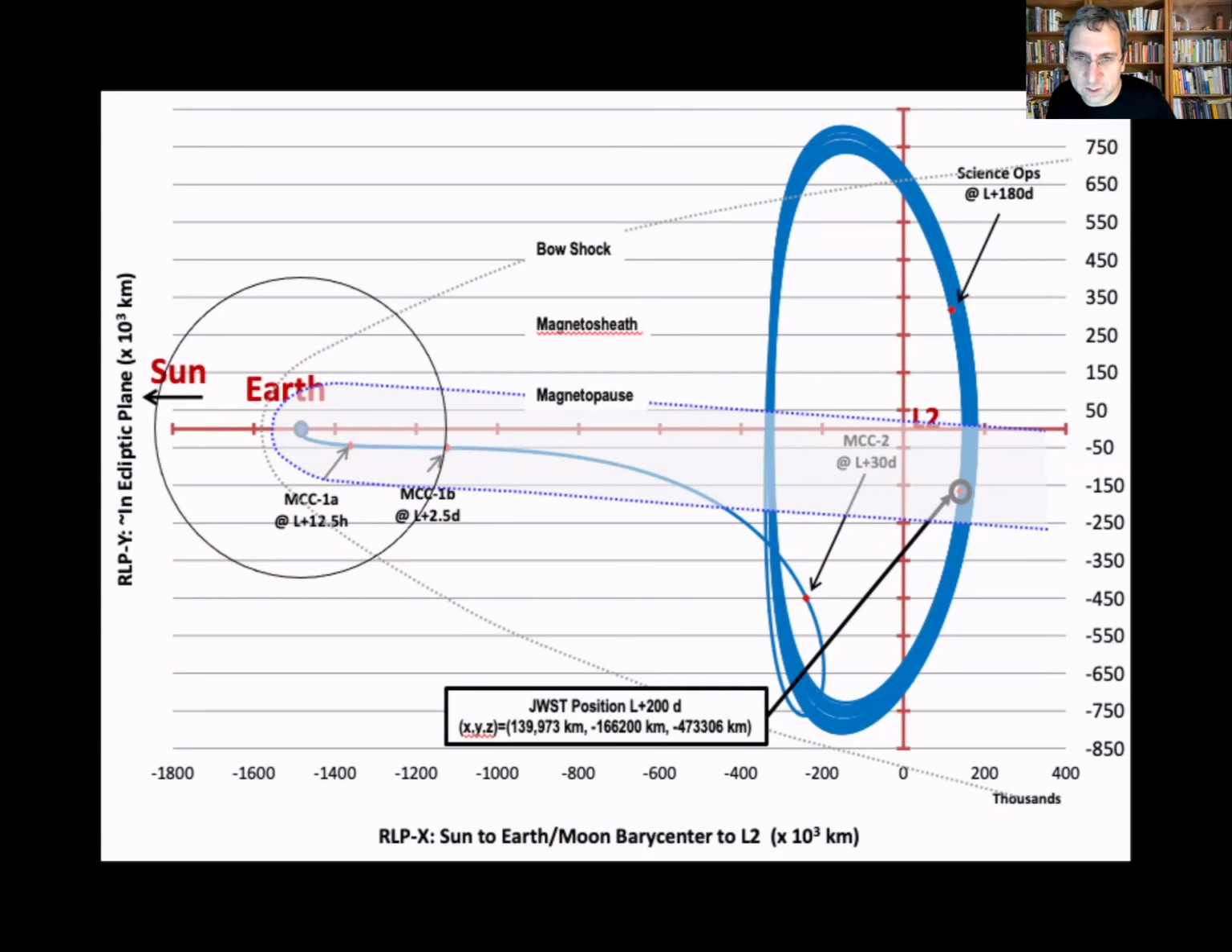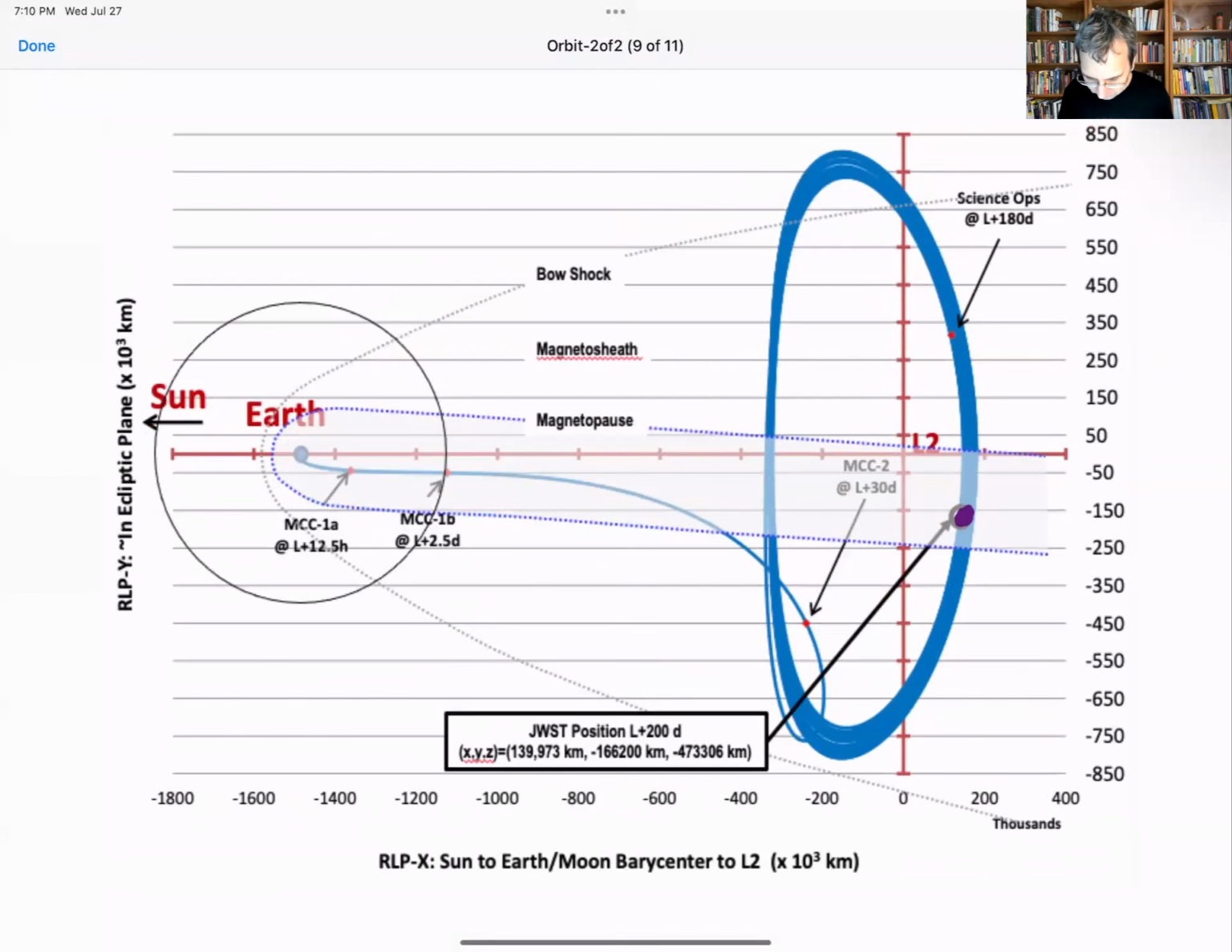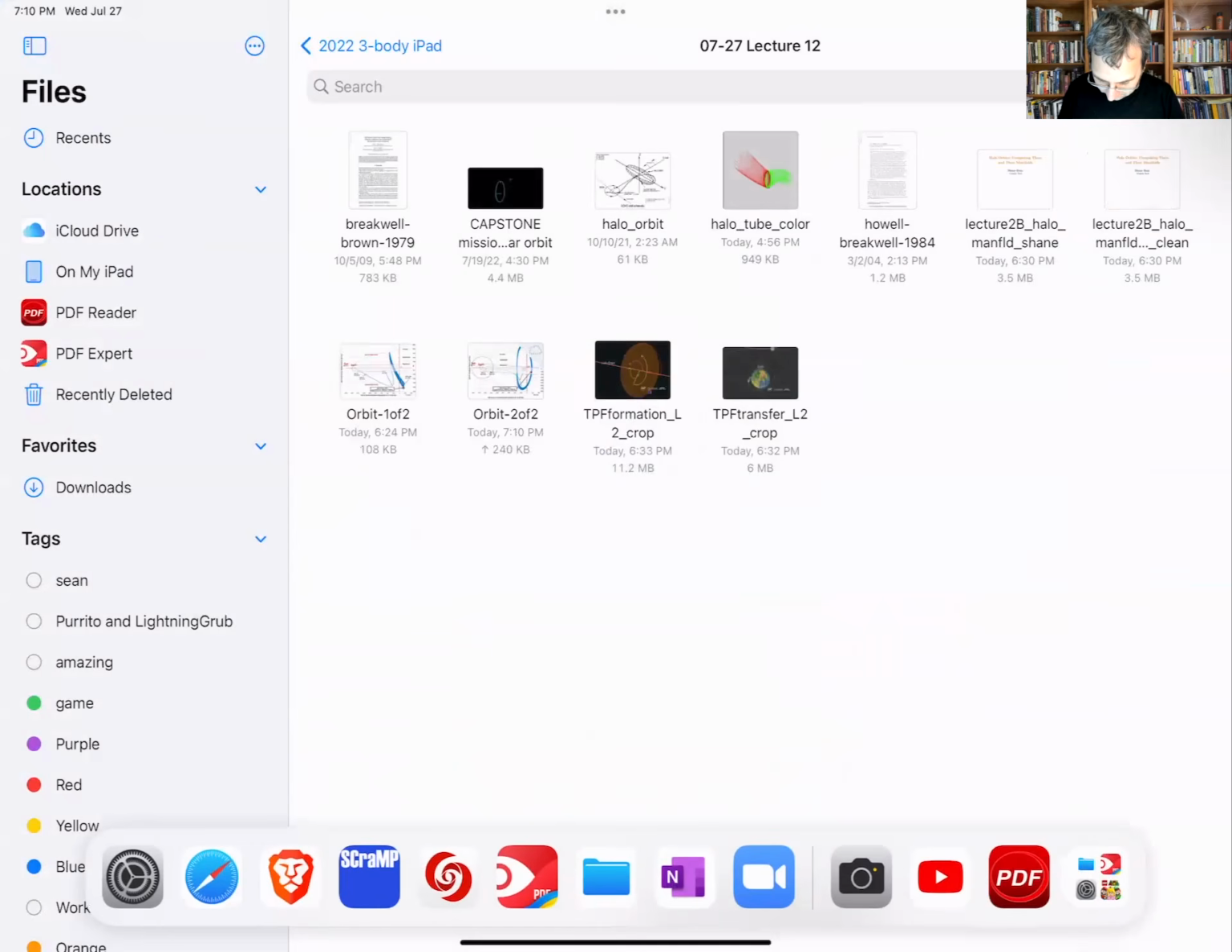They're showing L plus 2 days, L plus 180 days. This one that's highlighted is L plus 200 days. It's launch plus 200 days. So we might even be able to compute this orbit. That's what we'll try to get to at the end. All right.